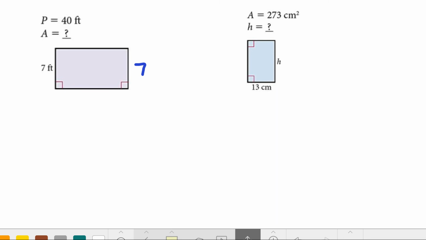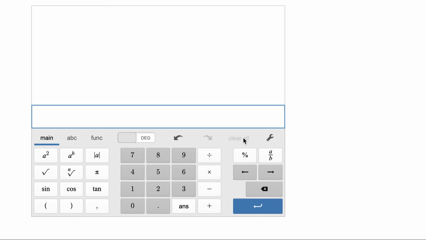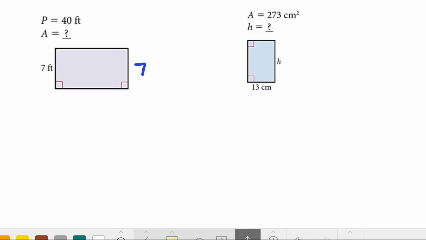If we know the full perimeter is 40, and those two sides together make up 14, I'm going to do 40 minus 14, and I have 26. Now, I know that the other two sides together make 26, so I'm going to take 26 and divide it by 2, giving me 13 on each side. Specifically 13 feet, right? Because this is measured in feet.